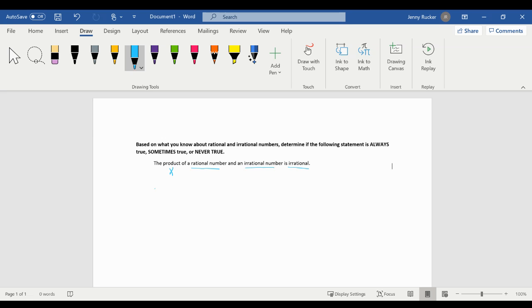Let's take a rational number. How about 3 times an irrational number? How about times pi? Well, that's just 3 pi, and that will remain irrational.